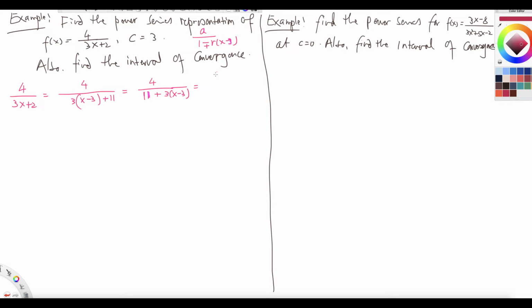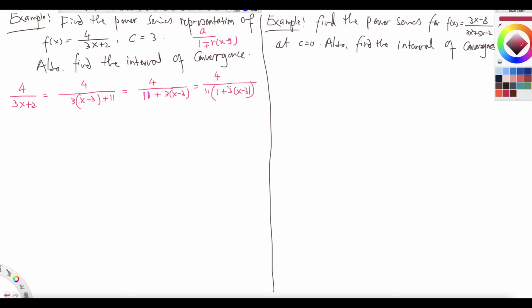So I get 4 over 11 out. I got 1 plus 3 and then x minus 3. You see that? Now, if you want to, you can write this, because this has a minus sign: if you have minus 1 over 1 minus r, that will give you a geometric series of a r to the n. But if there is a plus, you can do minus minus like that.